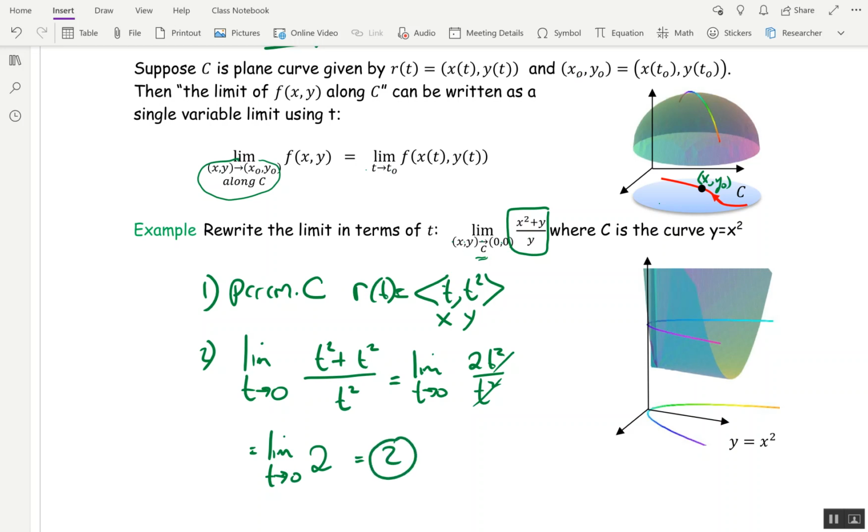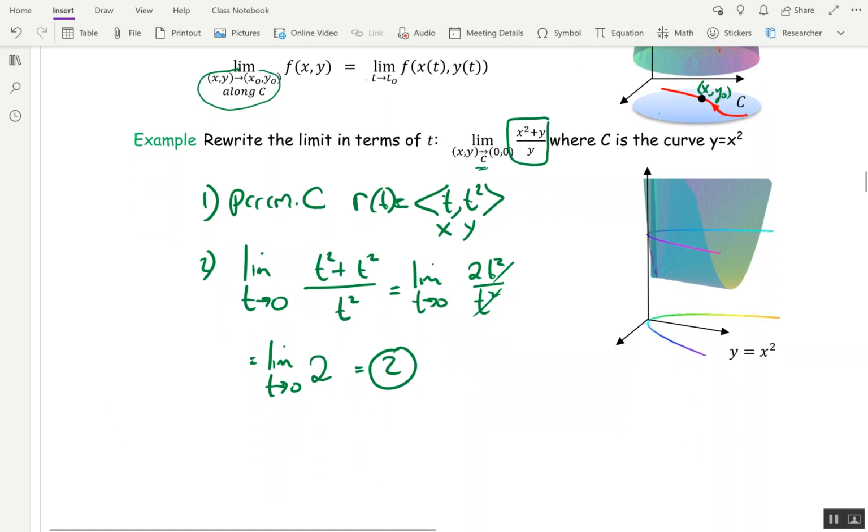And so there's a nice visualization up here. Here's the surface. Here's the curve y equals x squared. As I come in along y equals x squared, the value of my function is actually constantly 2. And so the limit is 2.